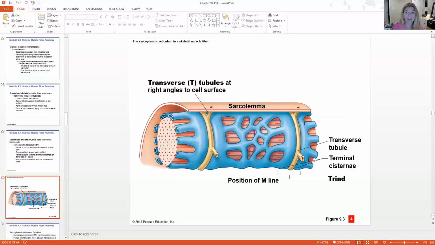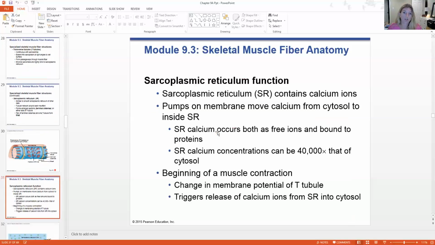All right, there it is. That makes more sense than my hands and a marker, right? Sarcolemma invaginating in to form the T-tubule. Here's our SR, enlarged on either side. This whole thing is a triad. Terminal cisterna are the enlarged ends. Whole thing's a triad. So let's talk about what this SR does.